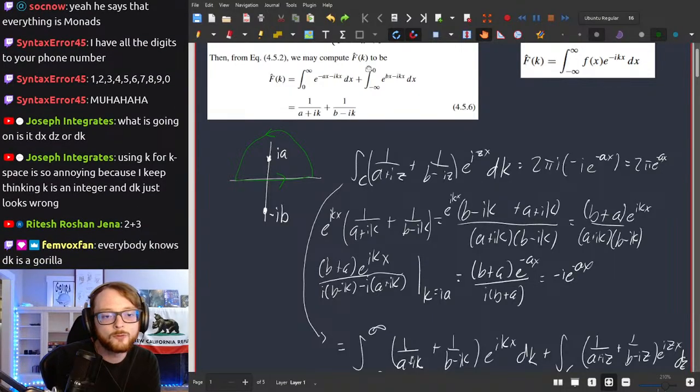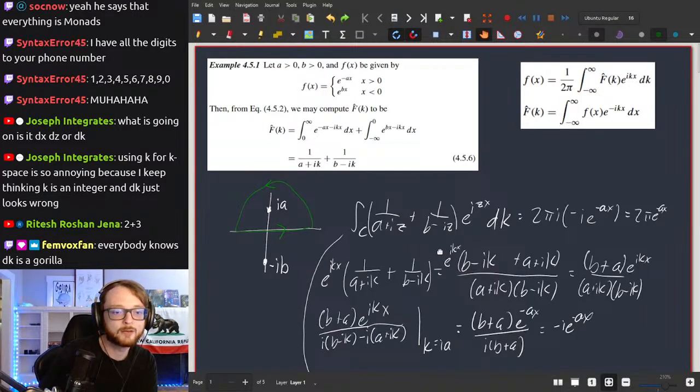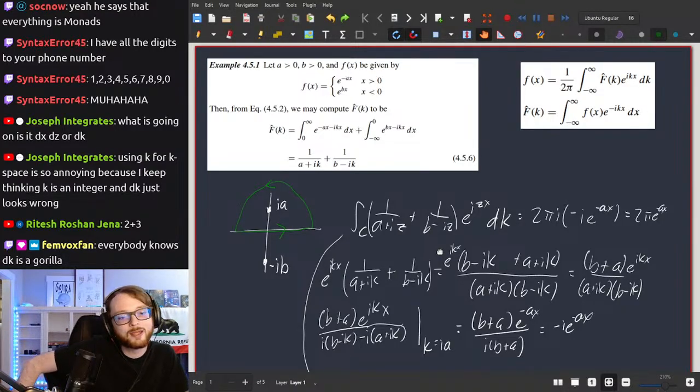Now I'm a little confused. I feel like the contour has something to do with implicitly saying whether x is positive or negative also, and I'm trying to figure out why. Everybody knows dk is a gorilla. That's very true. There's a whole rap about it.